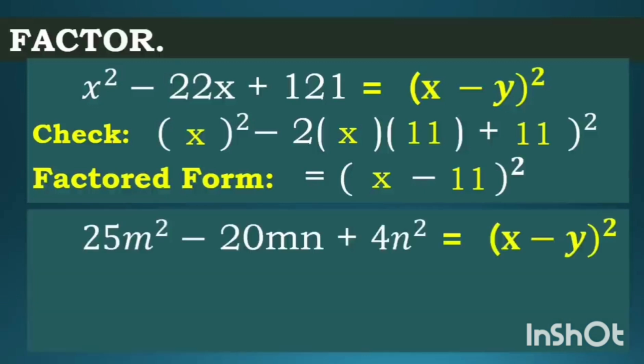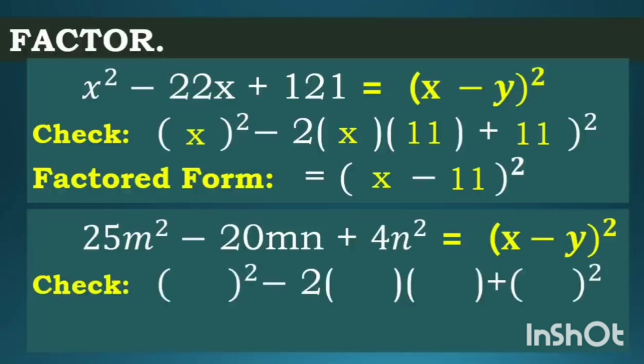Next. 25m squared minus 20mn plus 4n squared is equal to the square of x minus y. So again, this is x minus y because our middle term is minus. Okay? So check first if it's a perfect square trinomial. So again, we need to check kung perfect square trinomial siya. Kasi doon lang natin pwedeng gamitin itong rule na to o form na to.